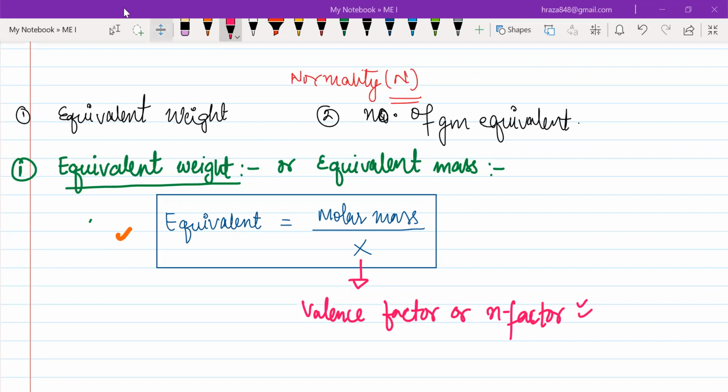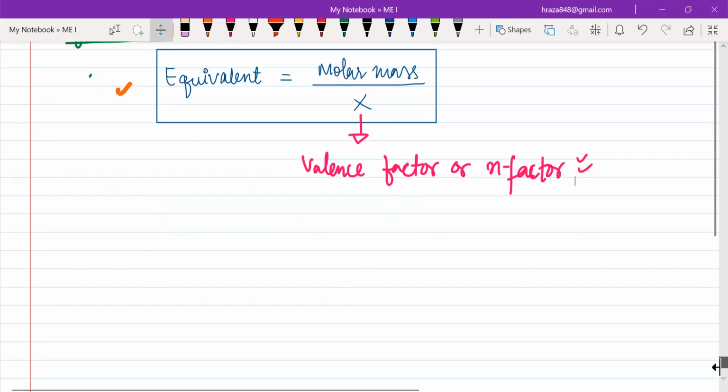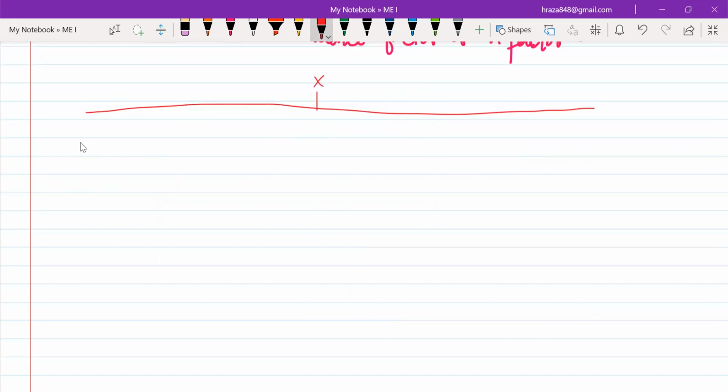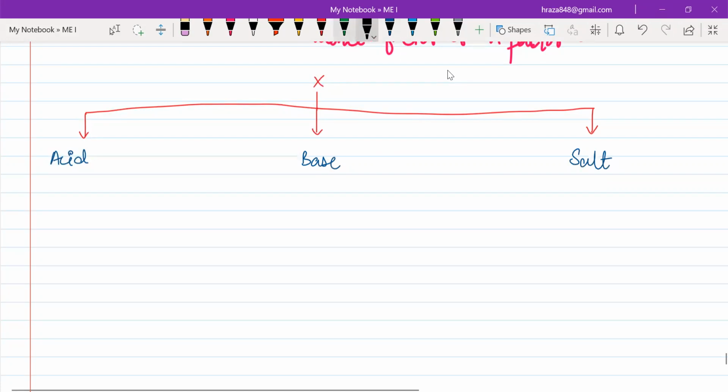Now see, this X has three parts. The first one is acid, the second one is base, and then salt. You can easily recognize which one is acid, which one is base, and which one is salt.